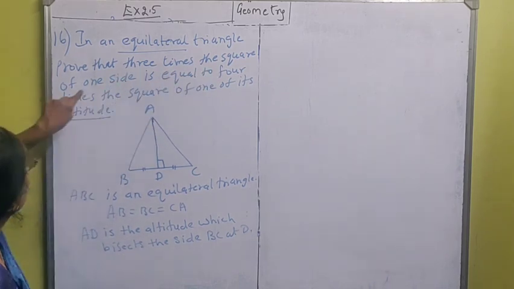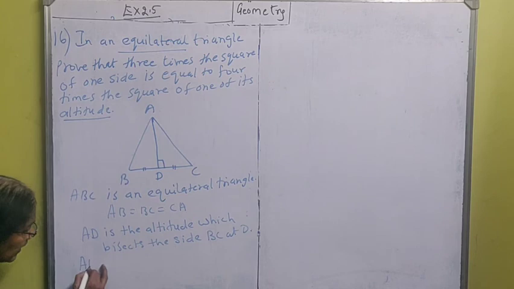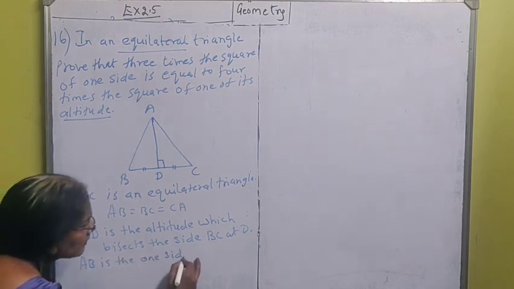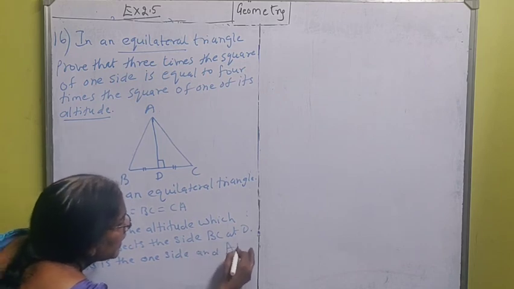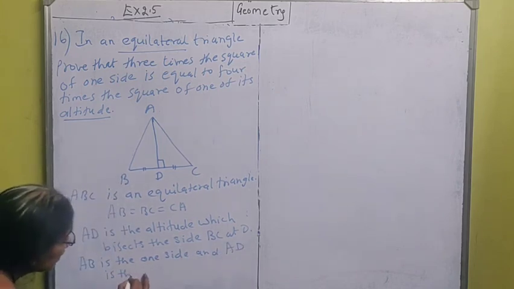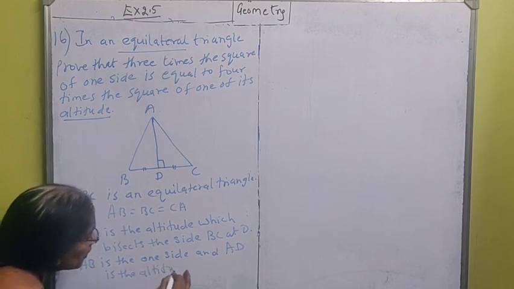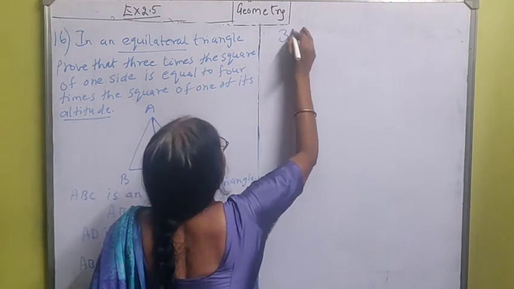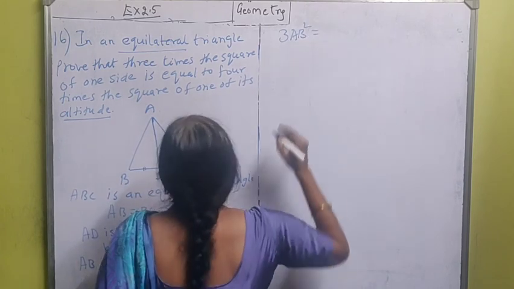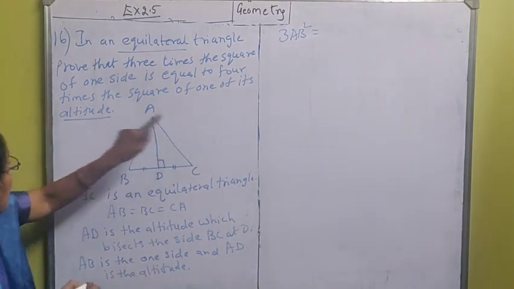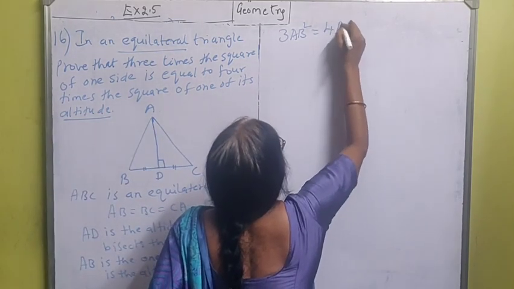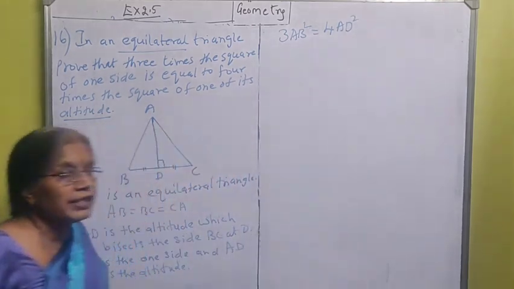3 times the square of one side. So I am going to consider AB is the one side and AD is the altitude. So what you have to prove? You have to prove that 3 times the square of one side, that is 3AB square, is equal to 4 times the square of the altitude, which is the altitude AD, is equal to 4AD square. This is what you have to prove.